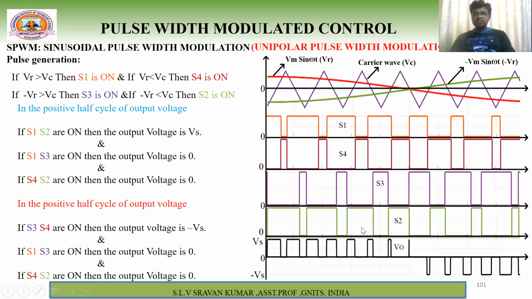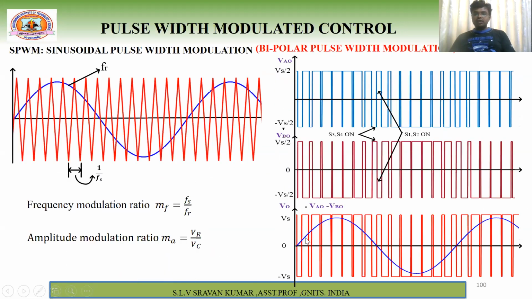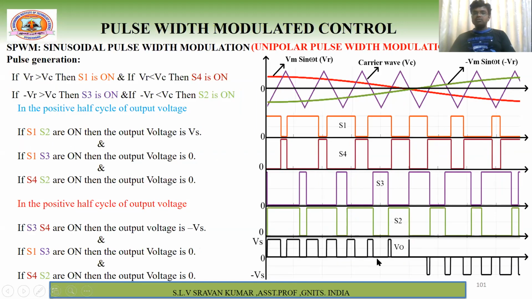The number of pulses is higher here compared to here. This is one pulse here, and here you will get more pulses. I will show in the simulation, then you will get more clarity. So this is the advantage of going unipolar rather than bipolar. In bipolar, it is switching from plus Vs to minus Vs. Here, it is switching from plus Vs to 0. Therefore, error is reduced here, and harmonics are also reduced.